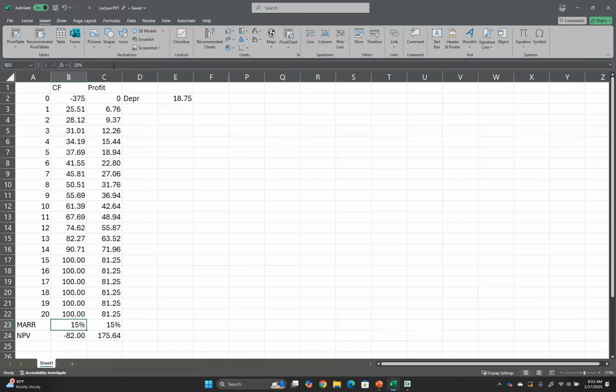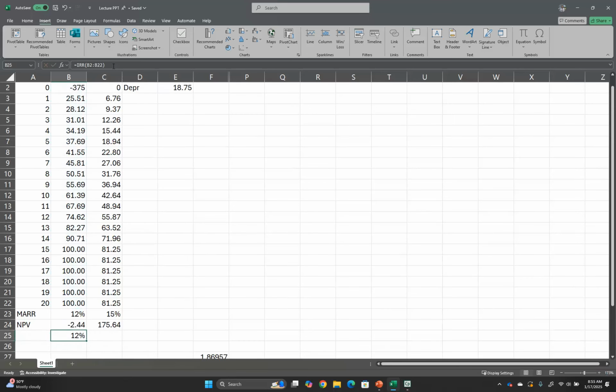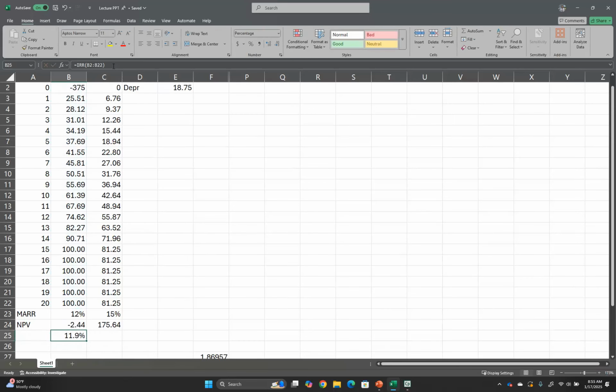And it probably becomes more feasible at a lower hurdle rate, something like maybe 8%. So that's too low. It's breaking even close to 11 point some percent. We can easily find that using the IRR. So equals IRR, and the cash flows will tell us what the hurdle rate is. And then 11.9%. There you go. So that is where we break even.